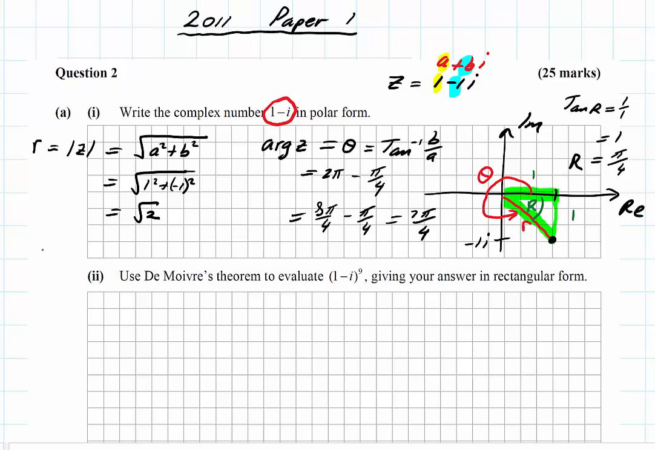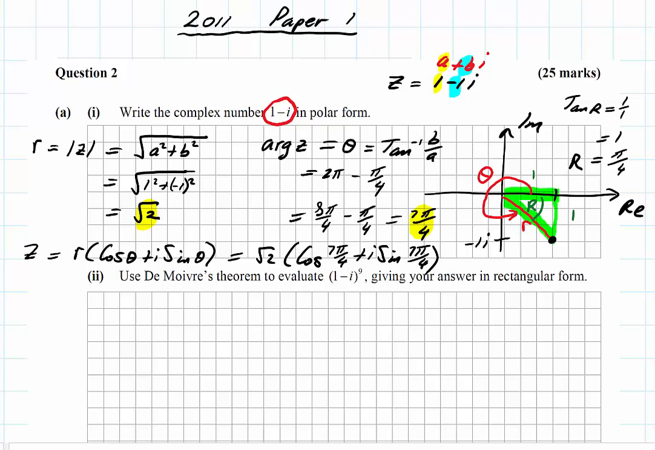The polar form is always written as r times cos theta plus i sin theta, which in our case r is root 2 and theta is 7 pi over 4. So we have our two values to fill into the formula, and that's it done. It's root 2 times the cos of 7 pi over 4 plus i sine 7 pi over 4. And that's part 1 done.